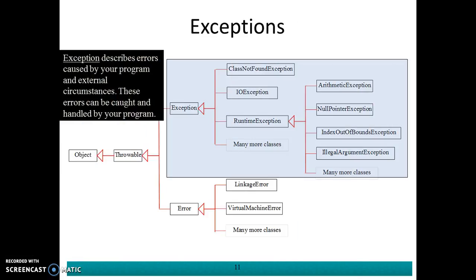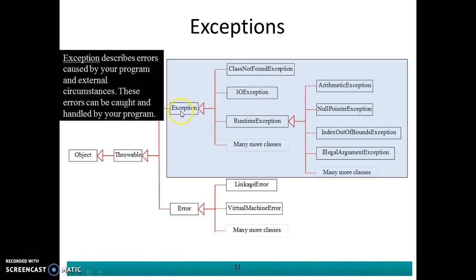So those are system errors that we can't do much to handle. The other type of error is called exception. This describes errors caused by your program and external circumstances. This is a kind of error that might happen because of your program logic, for instance. Especially for runtime exception, this type of error can be handled by our program, because if we do not handle it, the program will terminate.